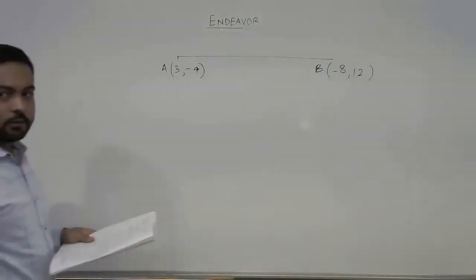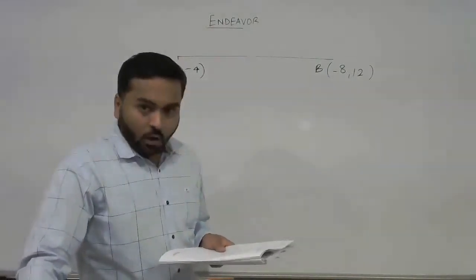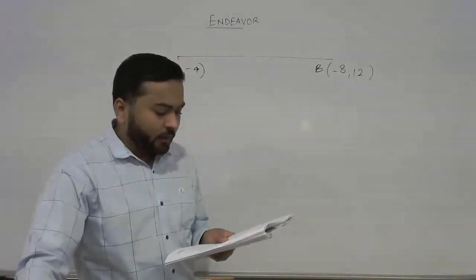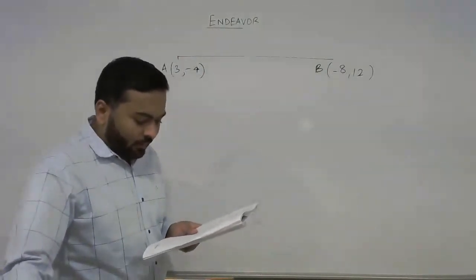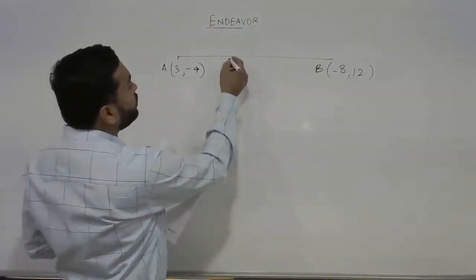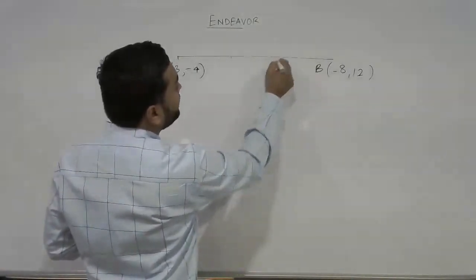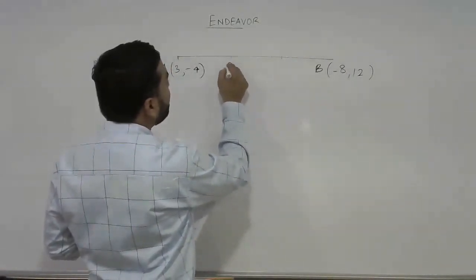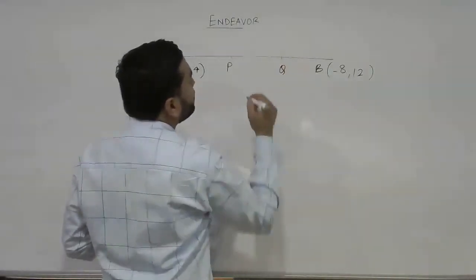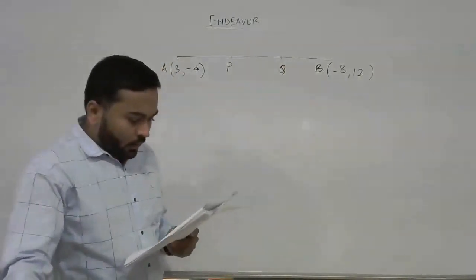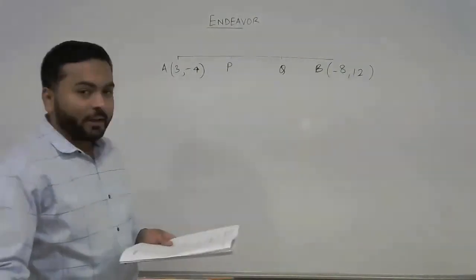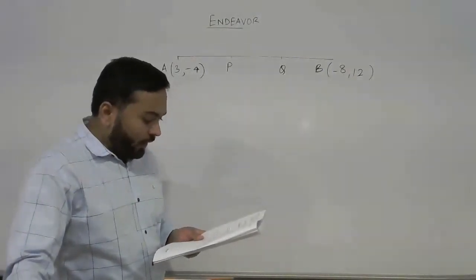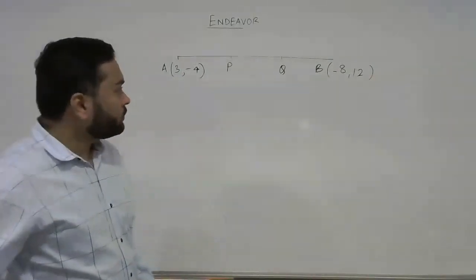Okay, so let's see how to solve this question. It says find the coordinates of the points of trisection, points dividing in three equal parts. So let us say this is point P and this is point Q, and it's joining the points A and B, that's already done. So we need to find the coordinates of basically P and Q.